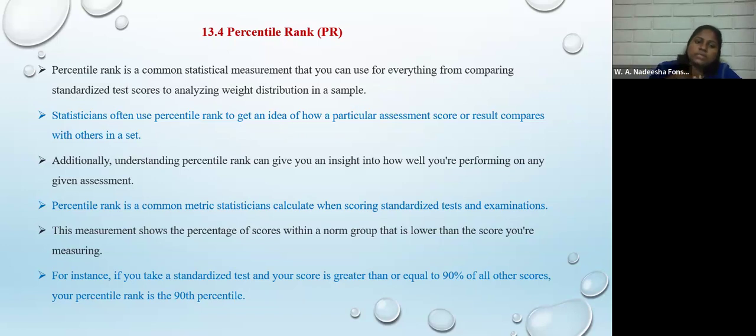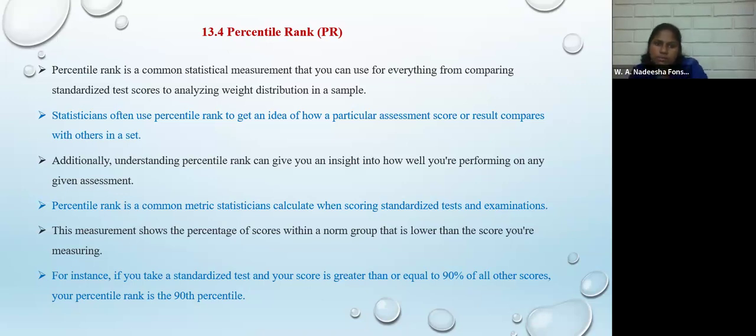Additionally, understanding percentile rank can give you an insight into how well you are performing on any given assessment. It means that by looking at the percentile rank, you can understand that this number of students got below this mark. Like that, you can analyze your results. Percentile rank is a common metric statisticians calculate when scoring standardized tests and examinations. This measurement shows the percentage of scores within a norm group that is lower than the score you are measuring.